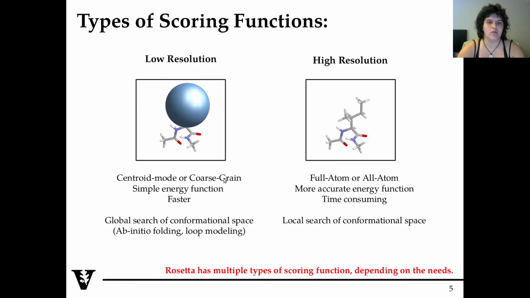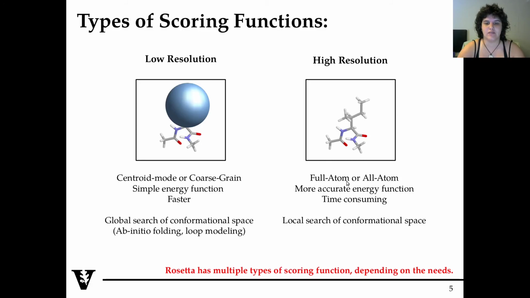The reason why we want to use a low resolution scoring function is that it is simpler and faster. So the calculation times are much shorter than with a high resolution scoring function. This makes it optimal for a global search of conformational space, for example when you do ab initio folding or loop modeling.